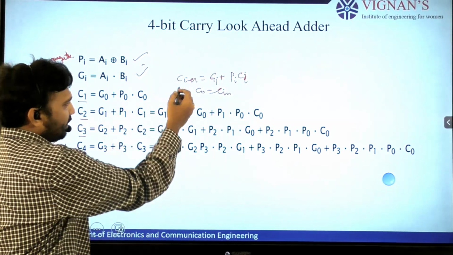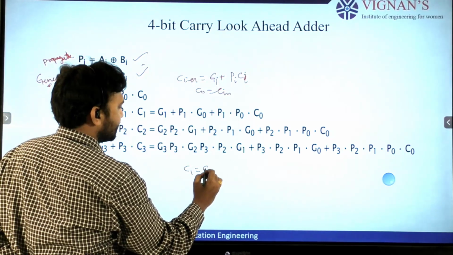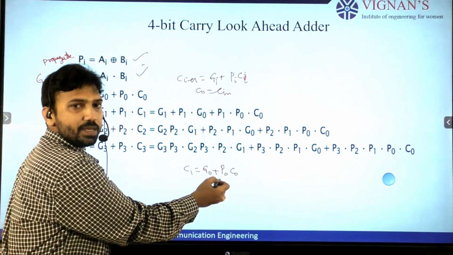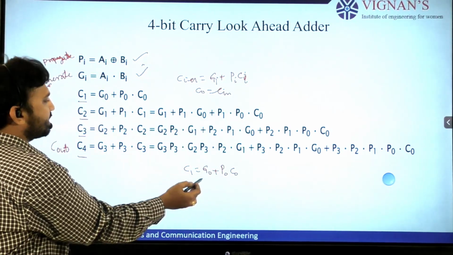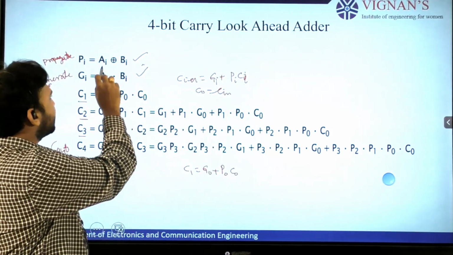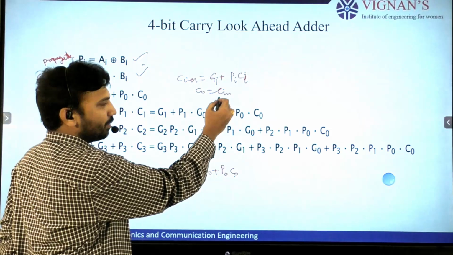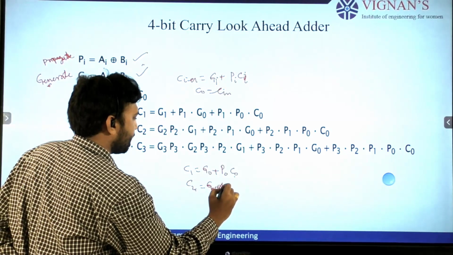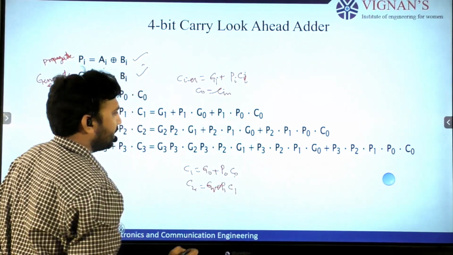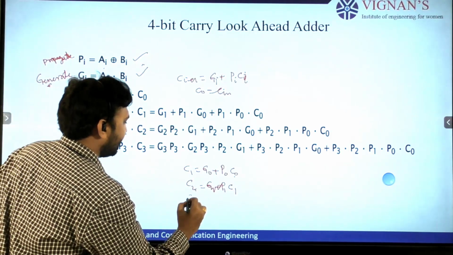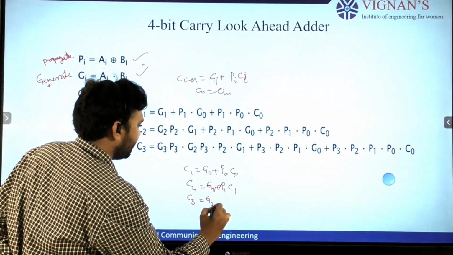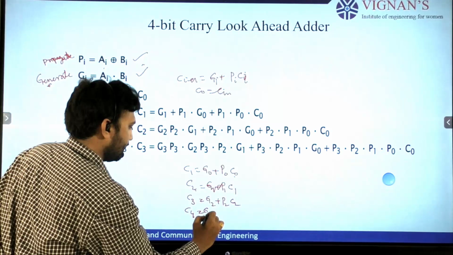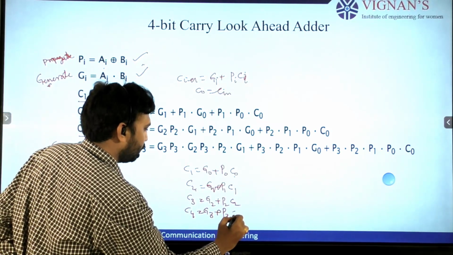So if you see C1, it is nothing but G0 plus P0 into C0. G is the generate and P is the propagate, where G0 is nothing but A0 into B0. Similarly, P0 is nothing but A0 XOR B0, and C0 is nothing but C in. In a similar way, the next one, that is C2, we can get as G1 plus P1 into C1. Similarly, C3 is G2 plus P2 into C2. Similarly, C4 is G3 plus P3 into C3.